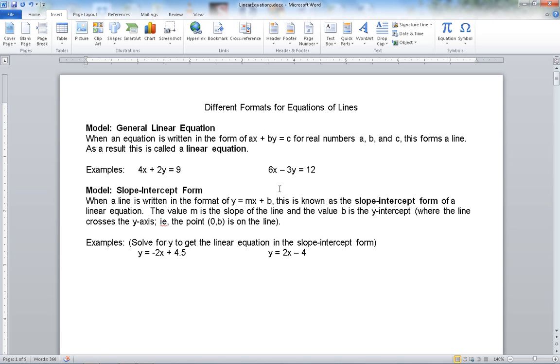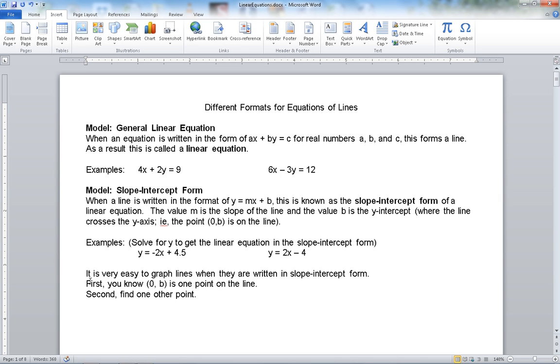In the other equation, you solve by beginning with subtracting 6x from both sides. So you'd have negative 3y equals negative 6x plus 12. Then divide through by negative 3. So you end up with the equation y equals 2x minus 4.